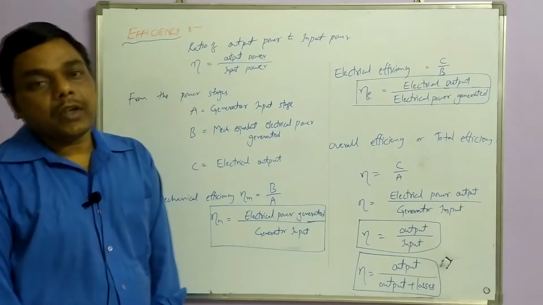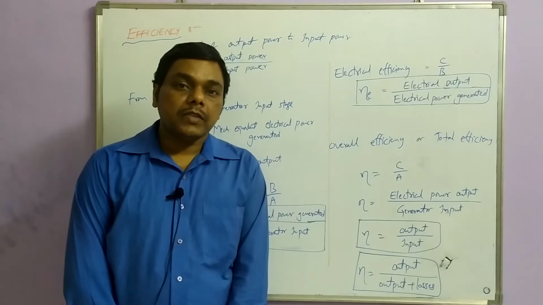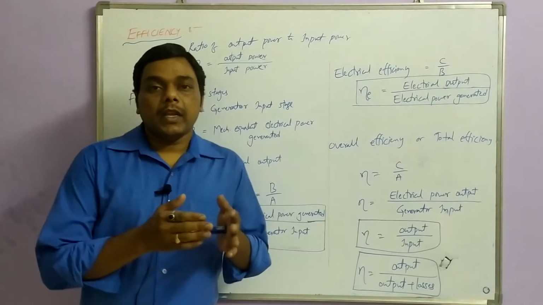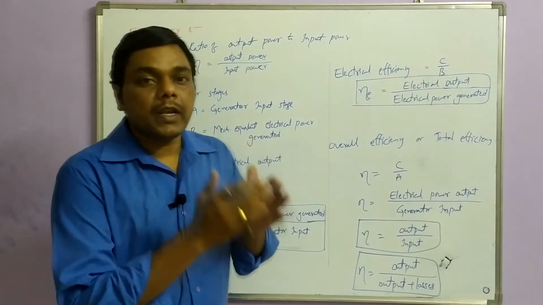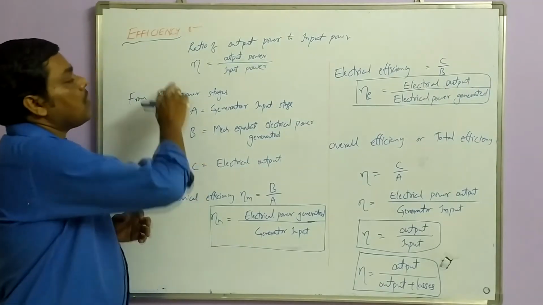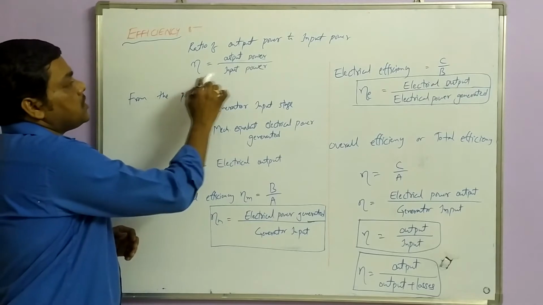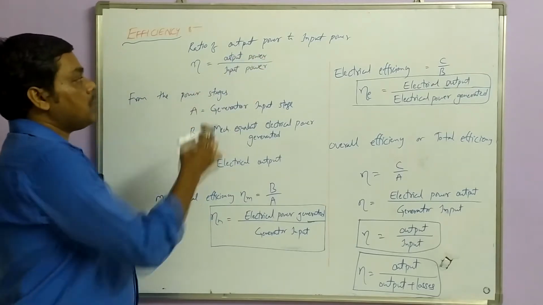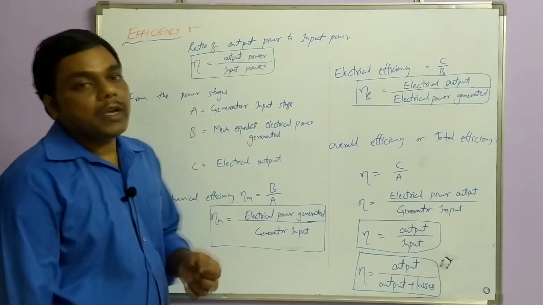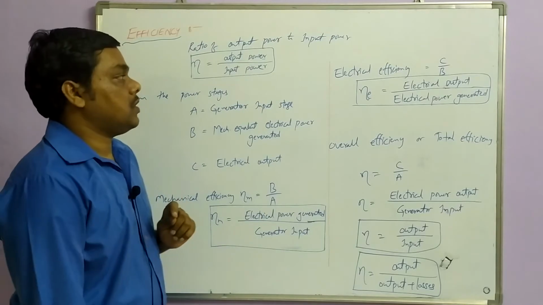Today in this lecture we are going to discuss efficiency and the condition for maximum efficiency. We know that a DC generator has mechanical input and electrical output. So the efficiency may be called the ratio of output power to the input power. That is, efficiency is output power by input power. So efficiency is nothing but output power by input power, the ratio of output power to the input power.